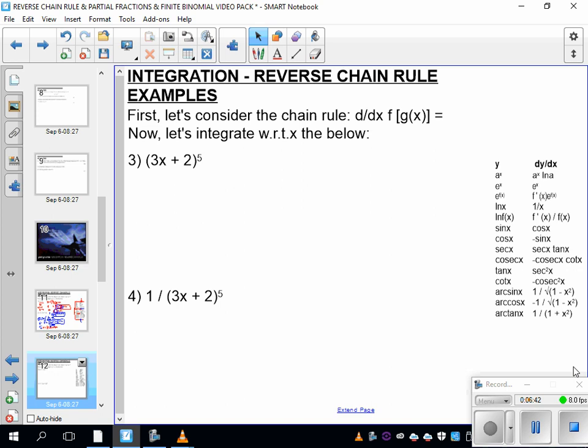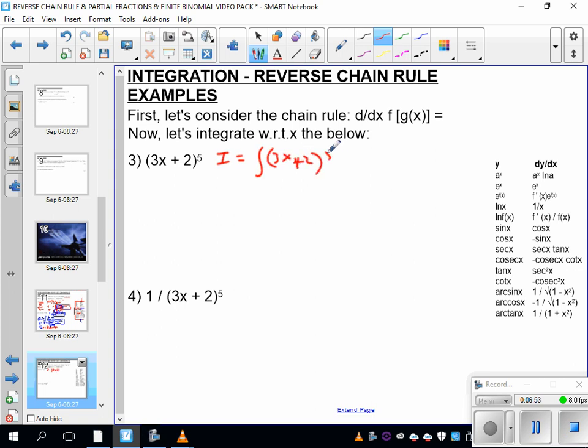Okay, so this time I'm integrating 3x plus 2 to the power of 5. Right? 3x plus 2 to the power of 5. Now, again, reverse chain rule. Think about if this had already started by being differentiated, and this is what it ended up as. What do we start with, right? Think about the chain rule.